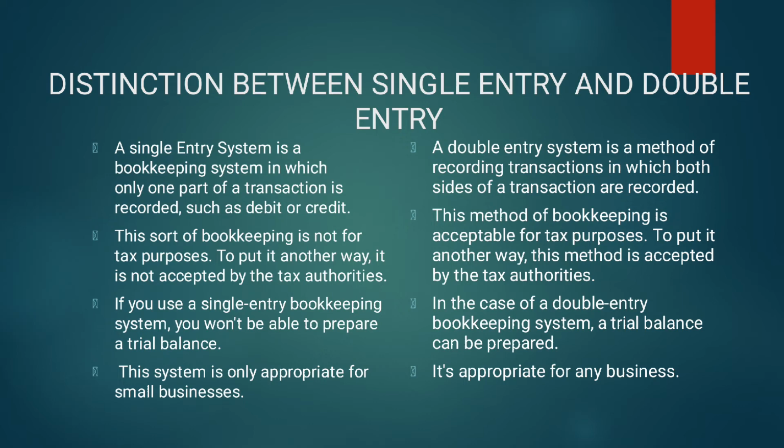To put it another way, it is not accepted by the tax authorities. Double entry. This method of bookkeeping is acceptable for tax purposes. To put it another way, this method is accepted by the tax authorities. Single entry. If you use a single entry bookkeeping system, you won't be able to prepare a trial balance. Double entry. In the case of a double entry bookkeeping system, a trial balance can be prepared.